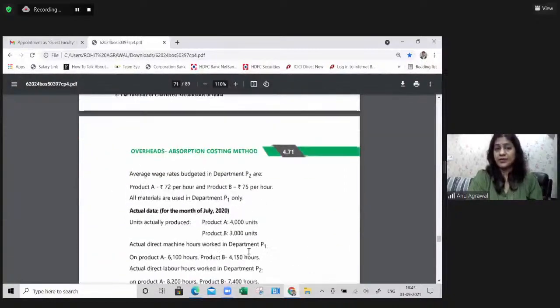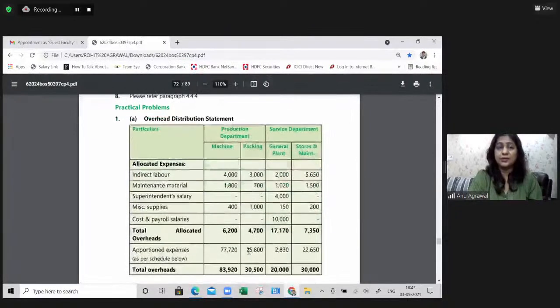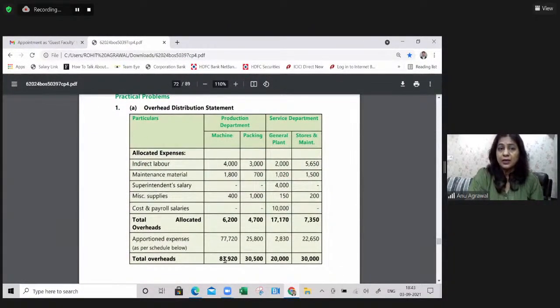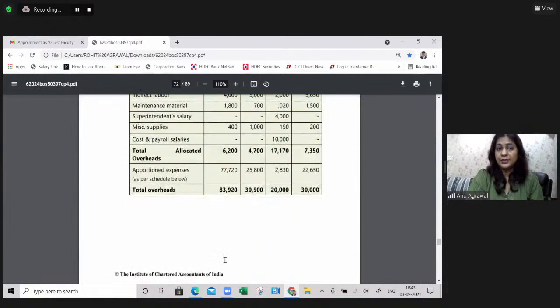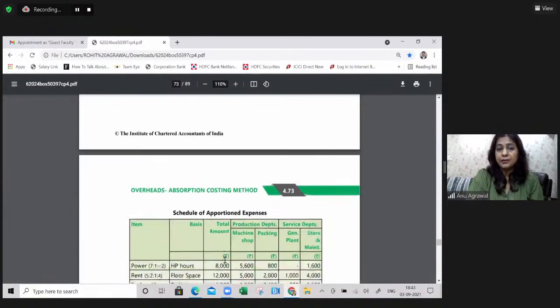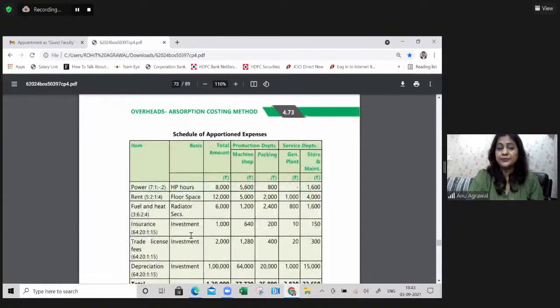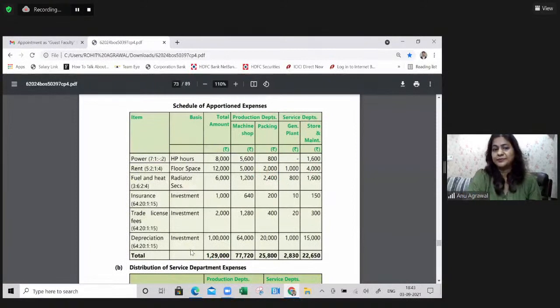This was a very easy question. I was only interested in question number 12. They have made an apportionment of expenses. Power, they have done on the basis of HP hours. Rent, on floor space. Fuel and heat, on the basis of radiators. Insurance, on the basis of investment. License, on the basis of investment. Depreciation, you have done on the basis of investment because nothing else was given.